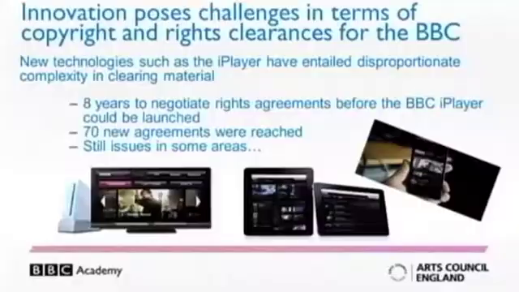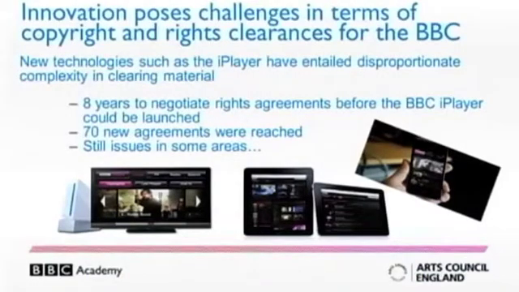Now, I've mentioned before that transformative technology, often the BBC is at the forefront of developing that technology, and I spend a lot of my days talking to people in future media and research and development about what's coming up, always trying to keep ahead of the game and to see what the rights challenges are that are coming up. And just to demonstrate this as a quick example, new technologies such as the iPlayer do pose us very complex rights challenges in clearing material, and particularly archive material.